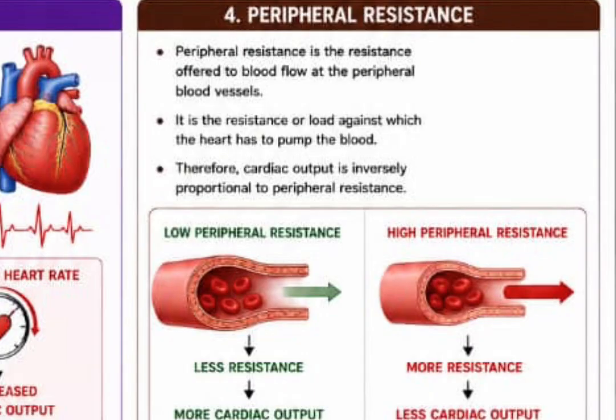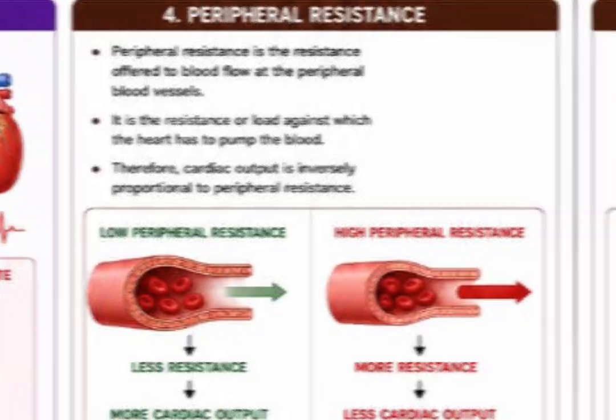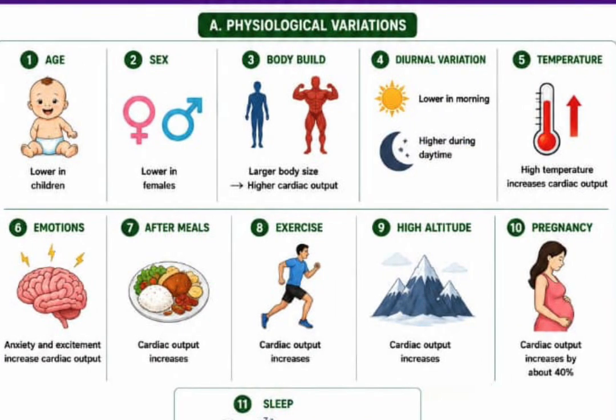Are you getting it now? One thing you have to understand now is the variation of cardiac output. So what are the variations of cardiac output? We have physiological variation and pathological variation. Don't forget, physiological variation and pathological variation. Now physiological variation, like age. In whom is the cardiac output higher, and in whom is it lower? It is much lower in children but gets higher with age.